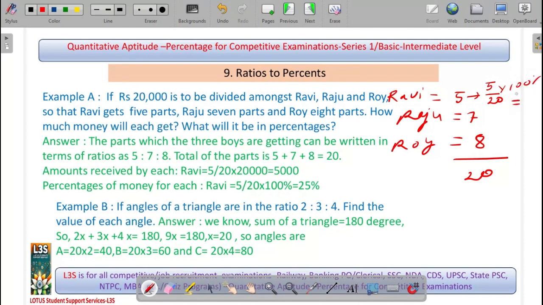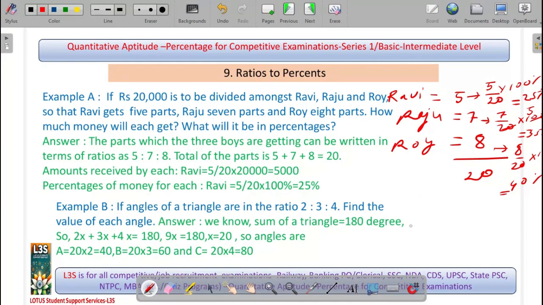That means 25%. Okay. And how much percentage will he get? Raju will get 7 by 20 into 100, that is 35%. And Roy will get 8 by 20 into 100%, so 40%. So Ravi will get 25%, Raju will get 35%, Roy will get 40%.